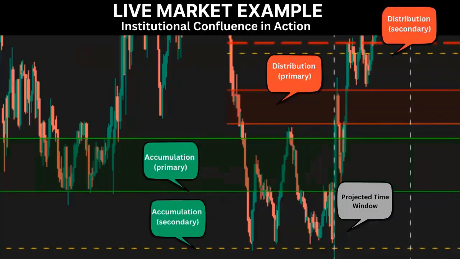Now that you've seen the Institutional Pivot Matrix framework, let's transition from theory into real-time market application. In the next segment, you'll see how institutional accumulation and distribution zones, projected targets, and time cycle windows appear on live charts. From there, I'll hand it over to Gary Dean, creator of the Institutional Pivot Matrix, to walk you through how he personally executes trades using the software.